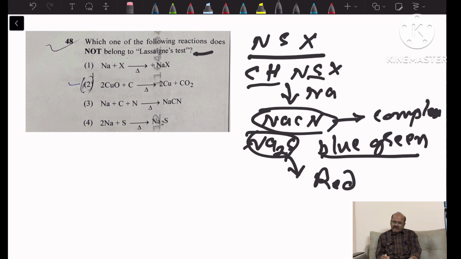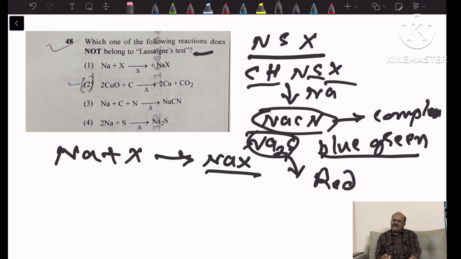And similarly, for halogen, what happens? Sodium reacts with halogen and results in the formation of the respective sodium halide. And this sodium halide can very easily be detected with the help of silver nitrate. If silver nitrate is added, in the case of chlorine it gives rise to a curdy precipitate. If bromine is there, a pale yellow color is obtained. In the case of iodine, it gives rise to a dark yellow precipitate. So these are the very famous reactions for the Lassaigne test.